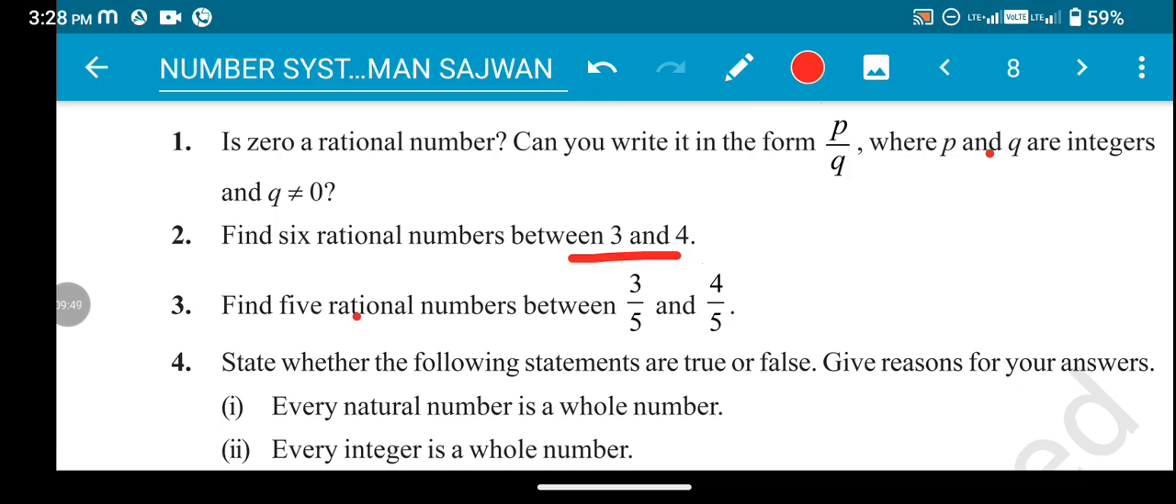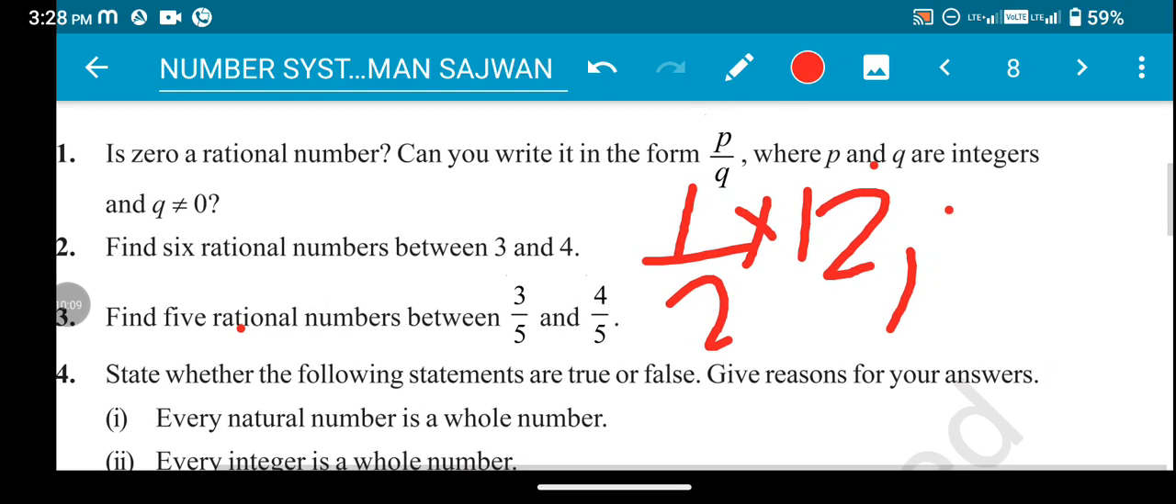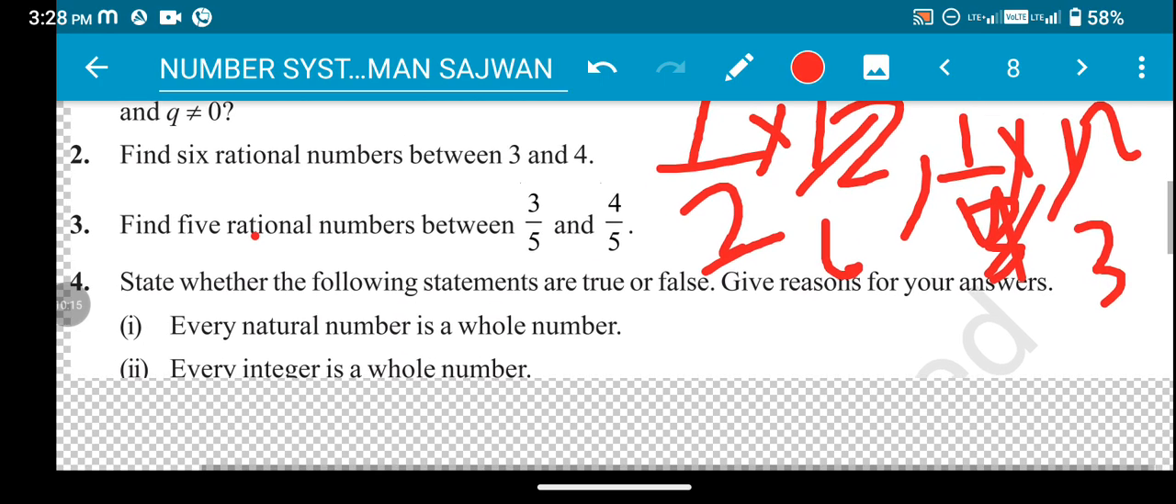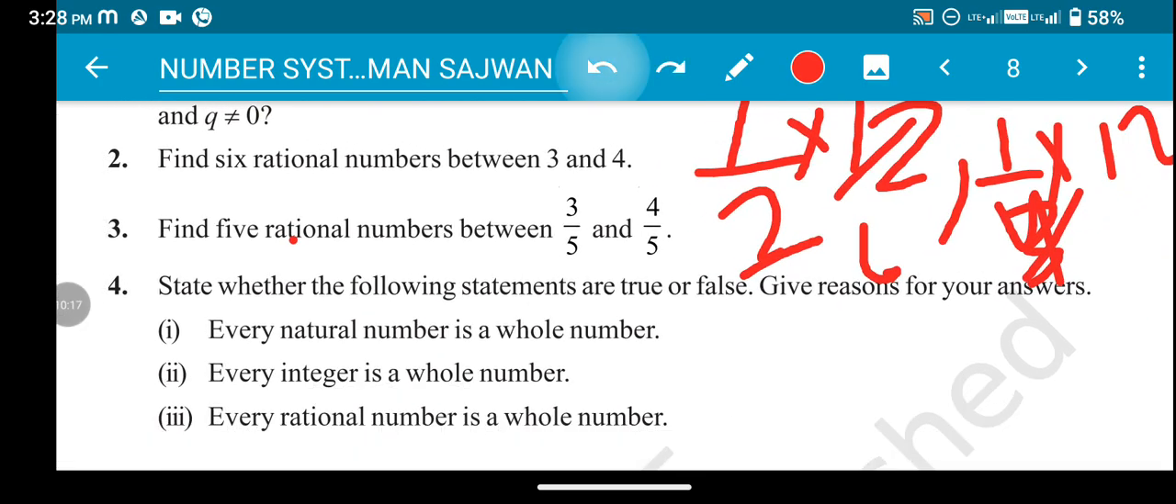3 and 4, we can say 7 upon 12. Okay, first we'll take out the LCM. We will take the LCM of 3 and 4, which is 12, and then 1 by 3 into 12 and 1 by 4 into 12. 2 sixes and 4 threes, 6 and 3 is left.